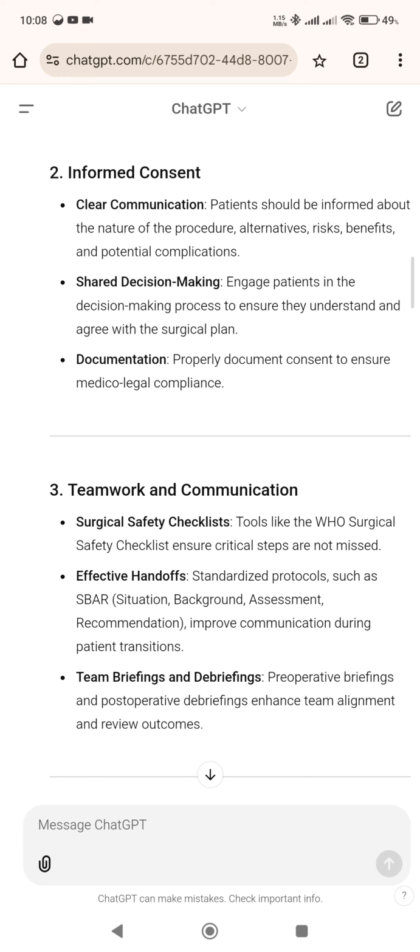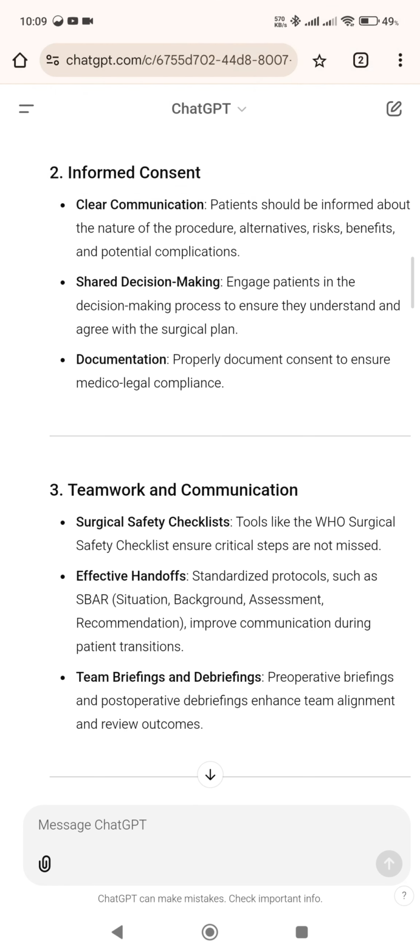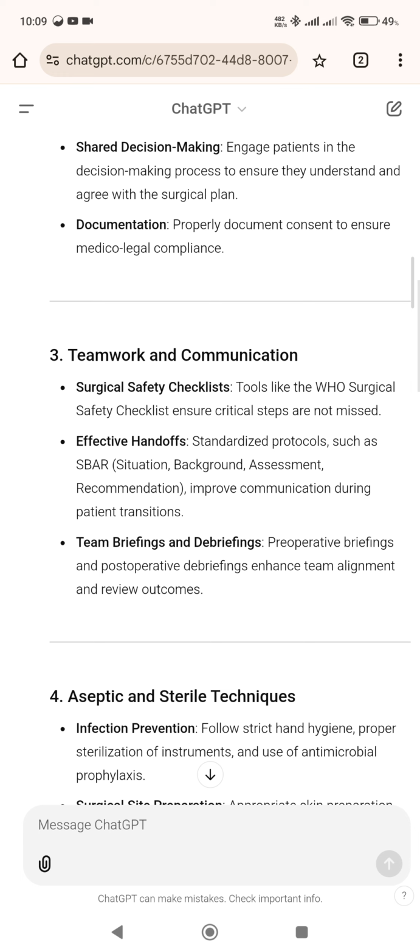3. Teamwork and communication. Surgical safety checklists. Tools like the WHO Surgical Safety Checklist ensure critical steps are not missed. Effective handoffs. Standardized protocols such as SBAR, situation, background, assessment, recommendation, improve communication during patient transitions. Team briefings and debriefings. Preoperative briefings and postoperative debriefings enhance team alignment and review outcomes.